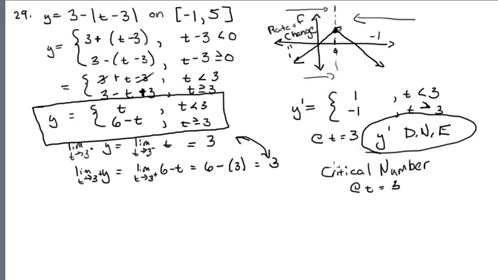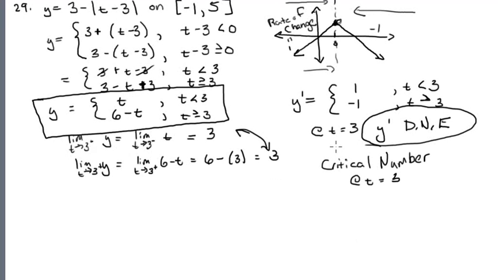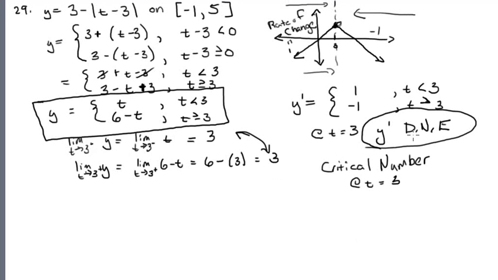So, are there any other critical numbers? Well, critical numbers are defined either where the derivative does not exist or where the derivative is equal to 0. And clearly this derivative can never equal 0 because it's either 1 or negative 1, or it doesn't exist at t equal to 3. But it's never 0, so this would be the only critical number that occurs.